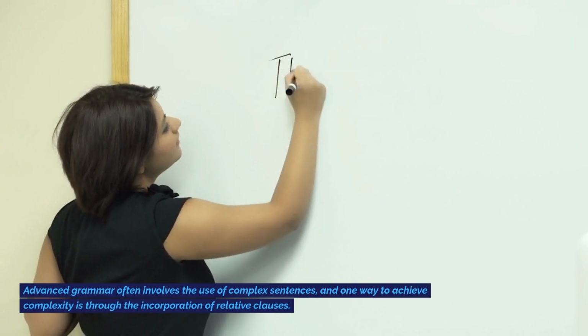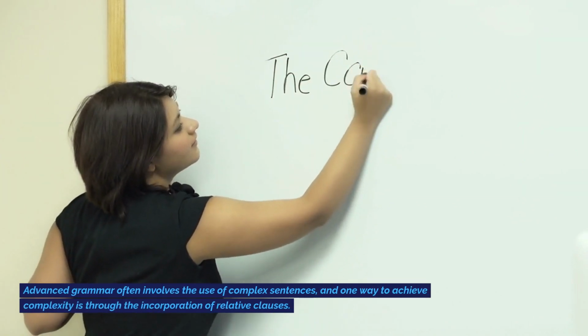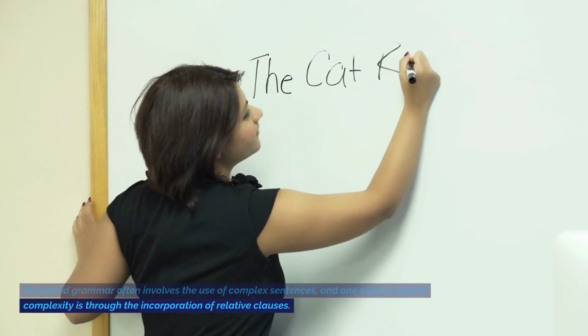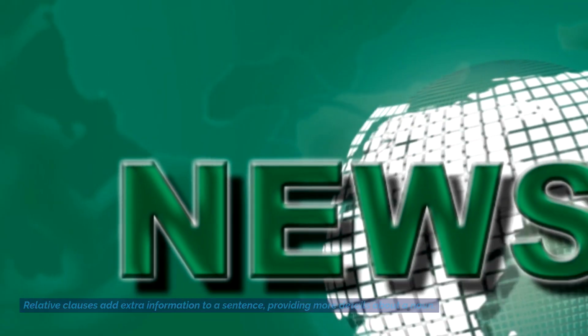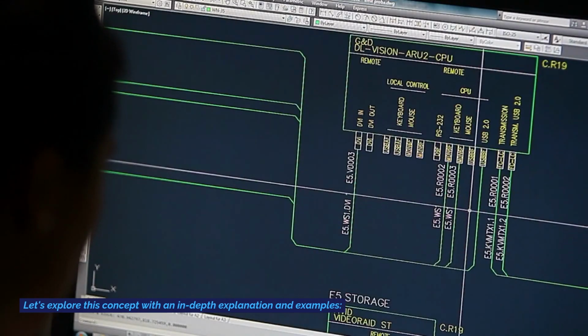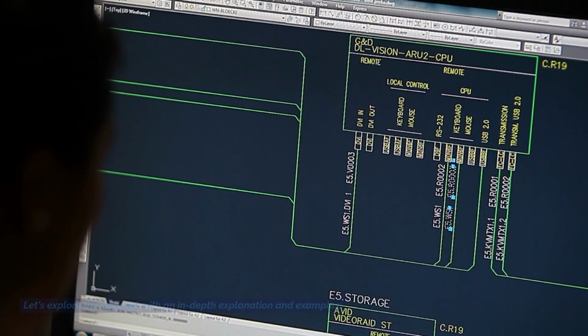Advanced grammar often involves the use of complex sentences, and one way to achieve complexity is through the incorporation of relative clauses. Relative clauses add extra information to a sentence, providing more details about a noun. Let's explore this concept with an in-depth explanation and examples.